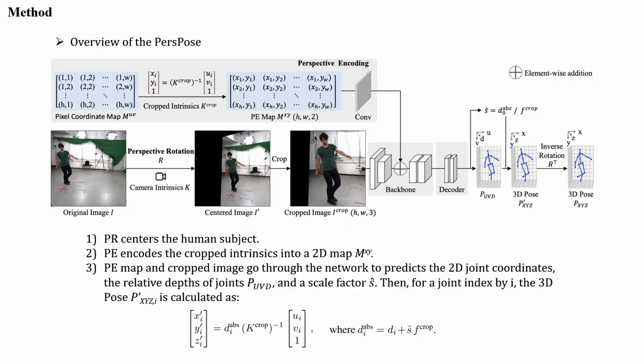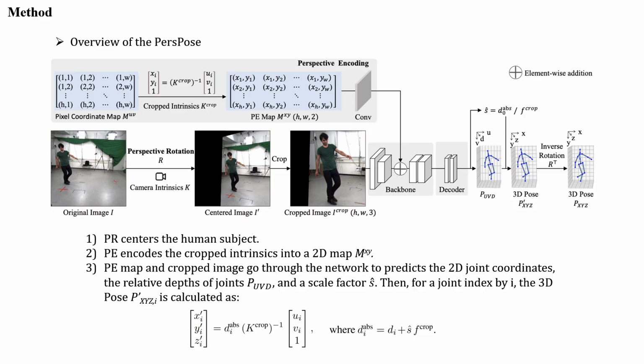So here is the overall framework of our PersPose. First, PR transforms the original image so that the human is located in the center. Then, the centered image is cropped. After that, PE encodes the cropped intrinsics into a 2D map.